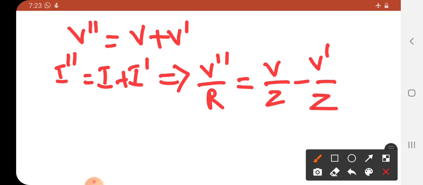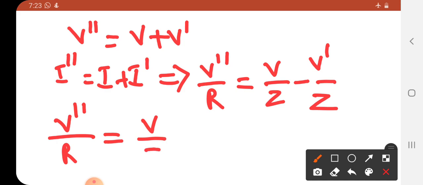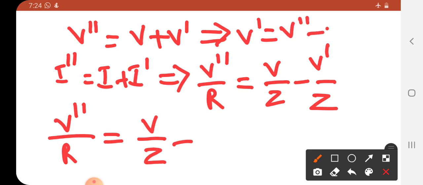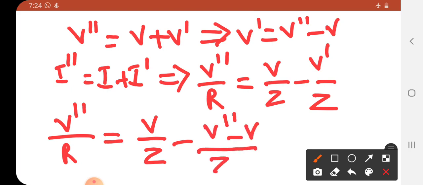V dash by Z. So then V double dash by R is equal to V by Z minus V dash by Z. So from this equation, how do we write the equation for V dash? V dash is equal to V double dash minus V. Yes, let me substitute the same value here: V double dash minus V by Z. Okay, now we simplify. We find the value of V double dash in terms of V.